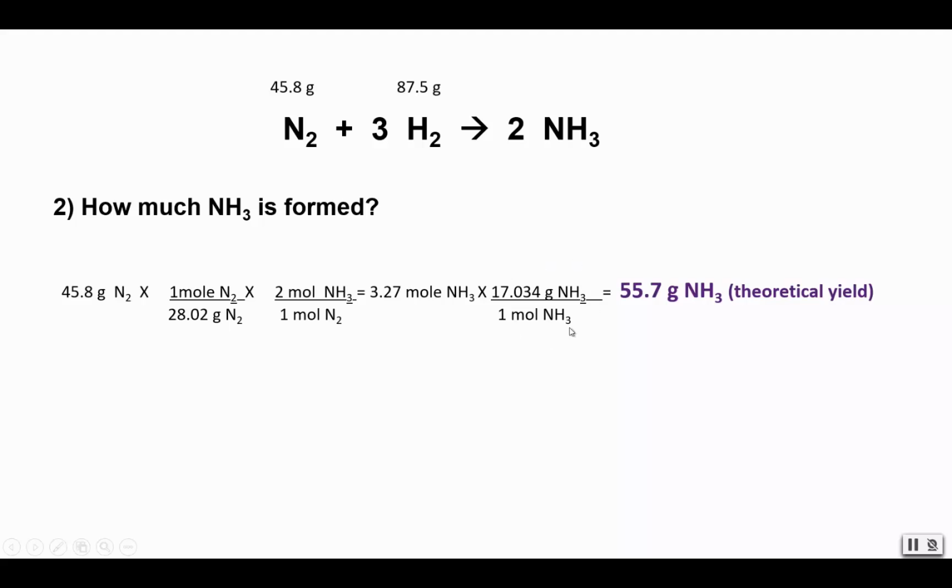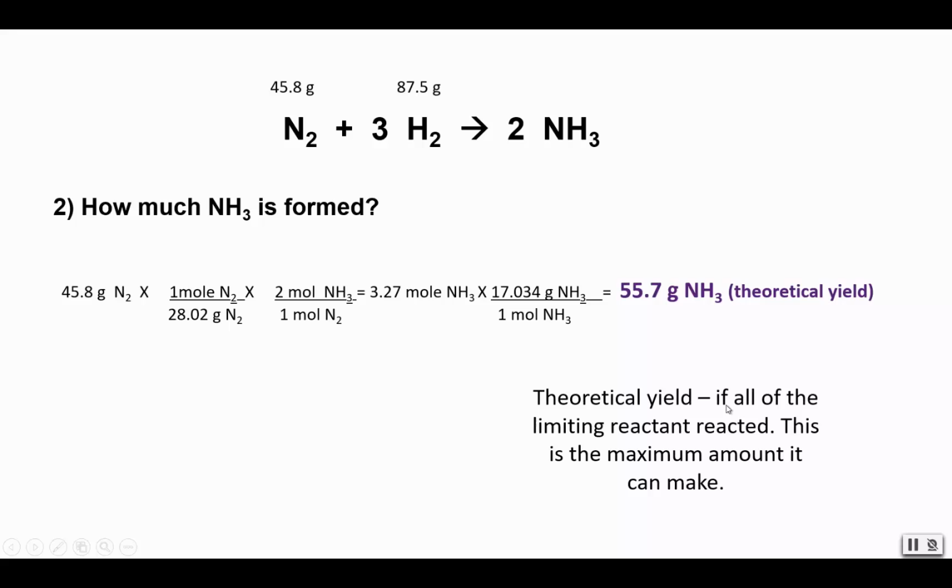This 1 mole of any compound is equal to its molar mass is the statement you've already used previously. So this is the maximum amount that can be made. It cannot make any more than 55.7 grams of ammonia. That's it. So let's go to the next question.